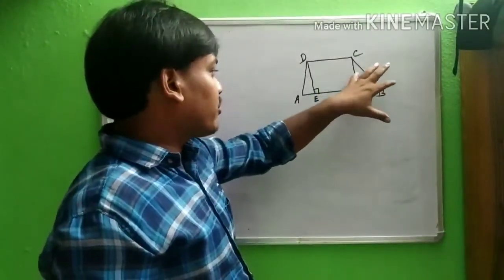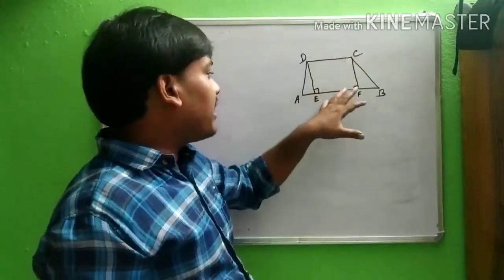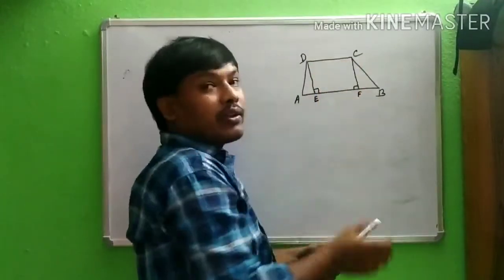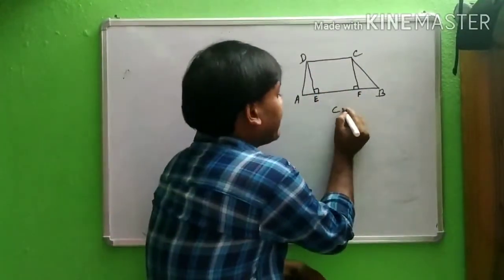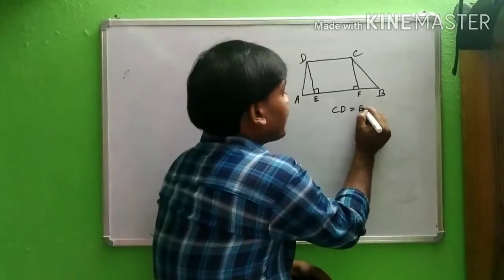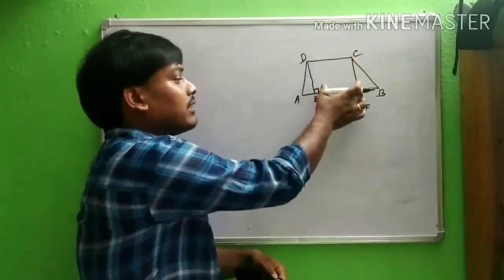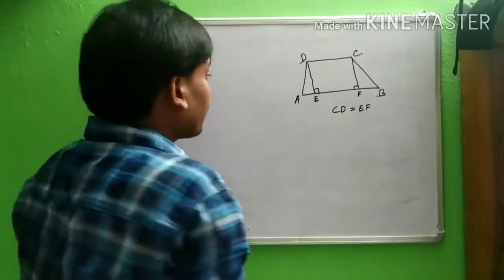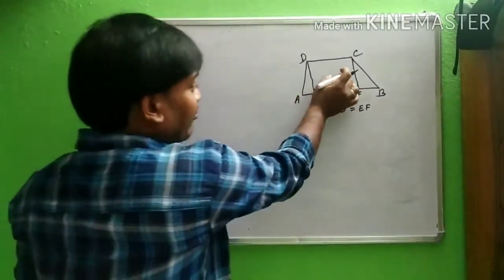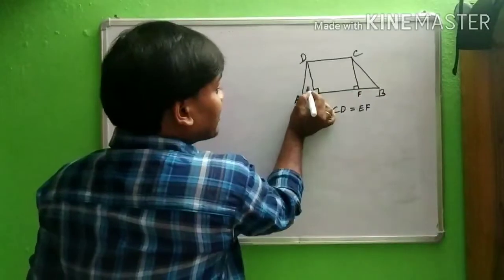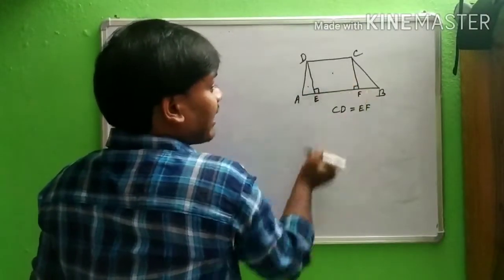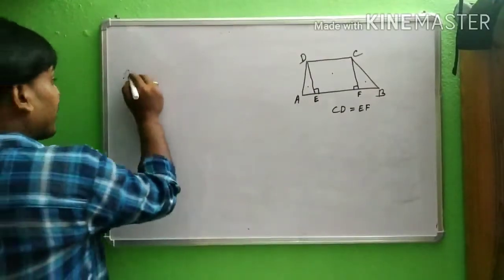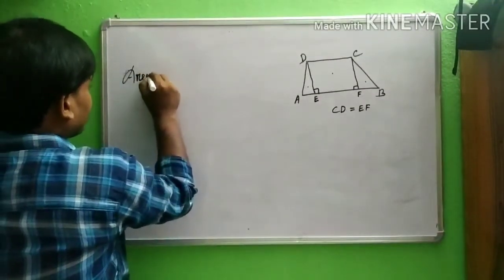Since DE and CF are perpendicular, the value of this one and the value of this one are equal. So the value of CD equals the value of EF. Okay, these two values are equal. So it becomes a rectangle. So area of the trapezium means area of the first triangle plus area of this rectangle plus area of this triangle.